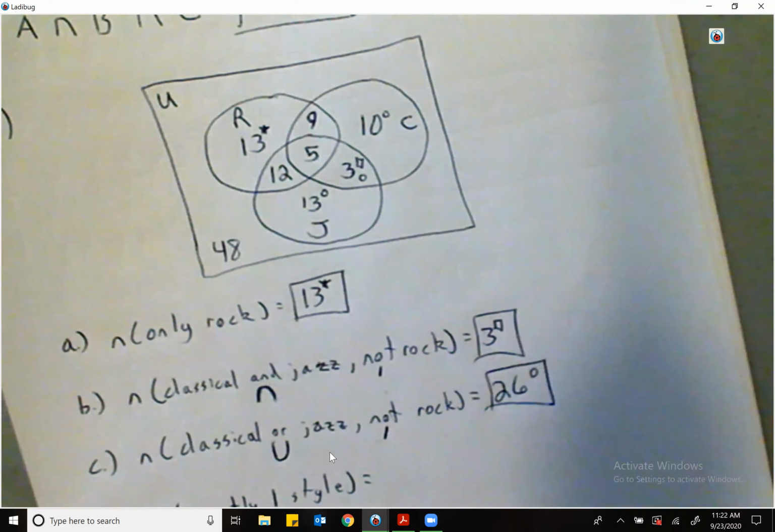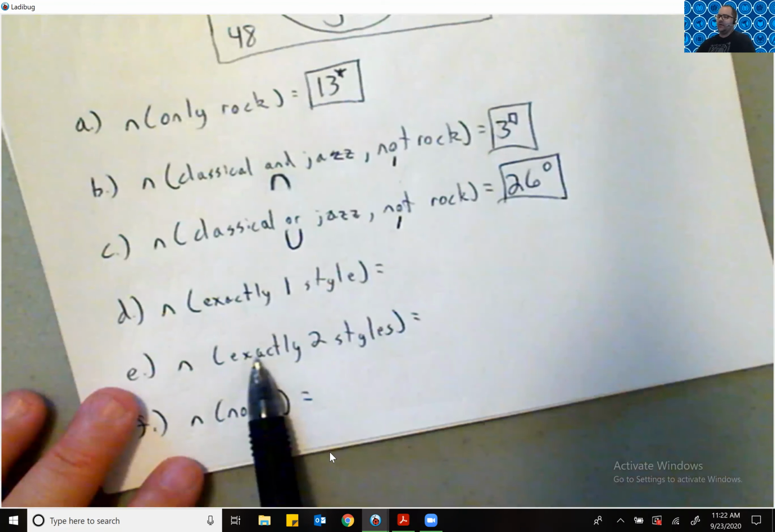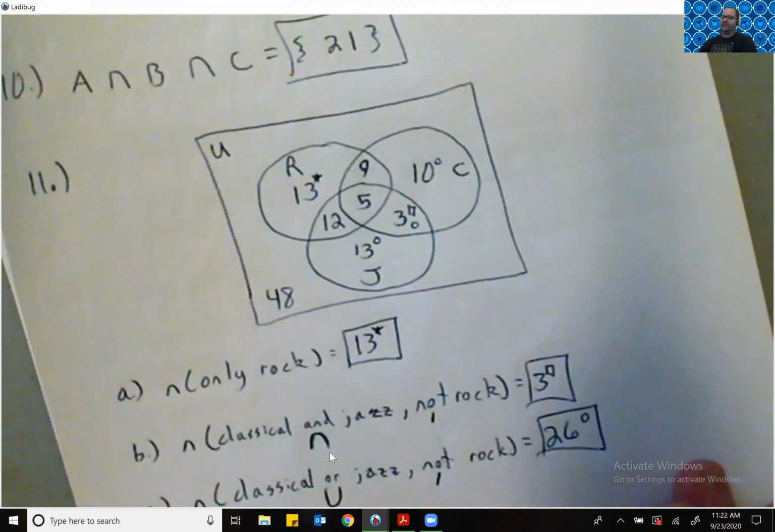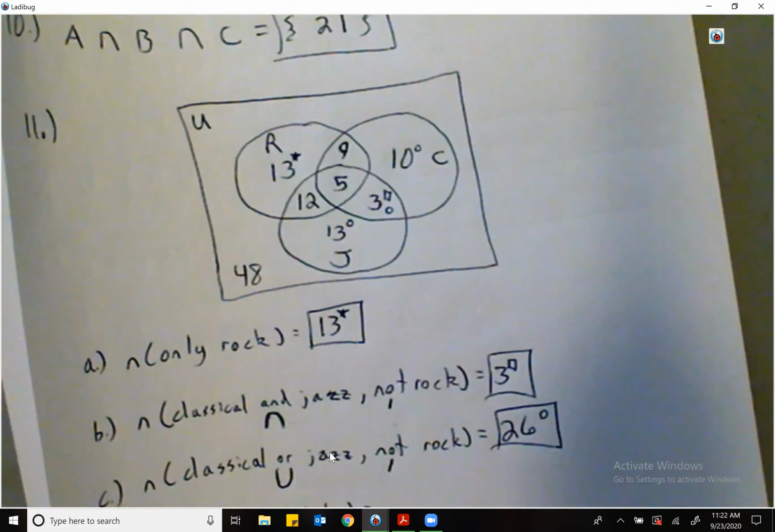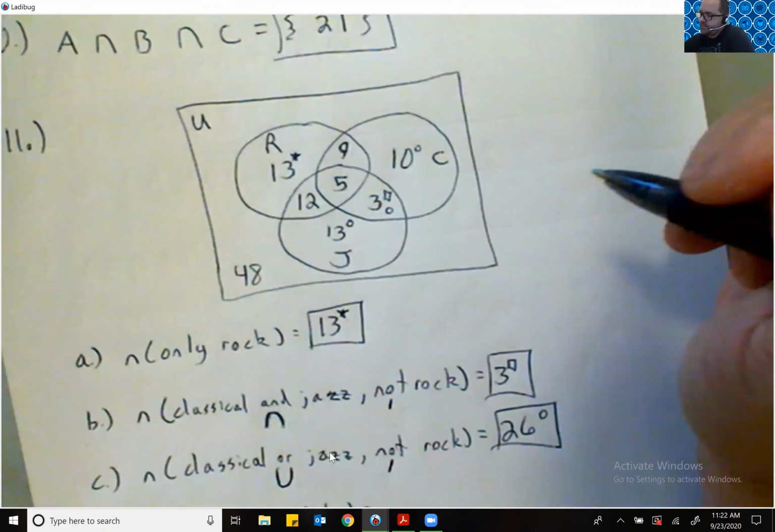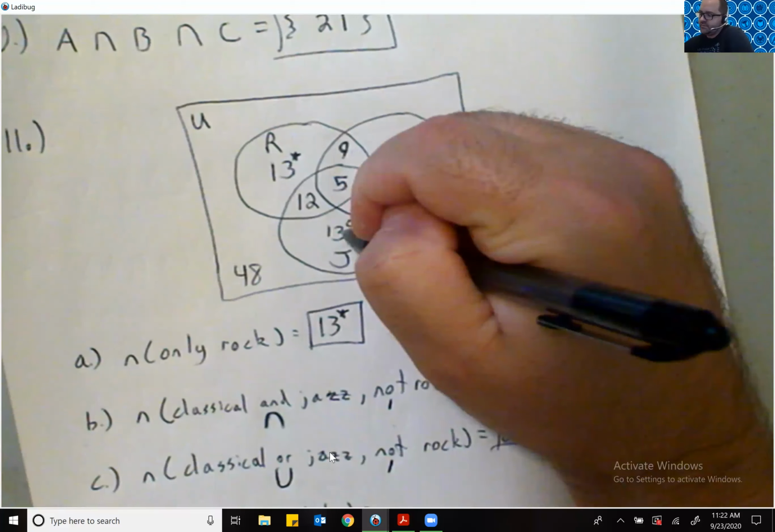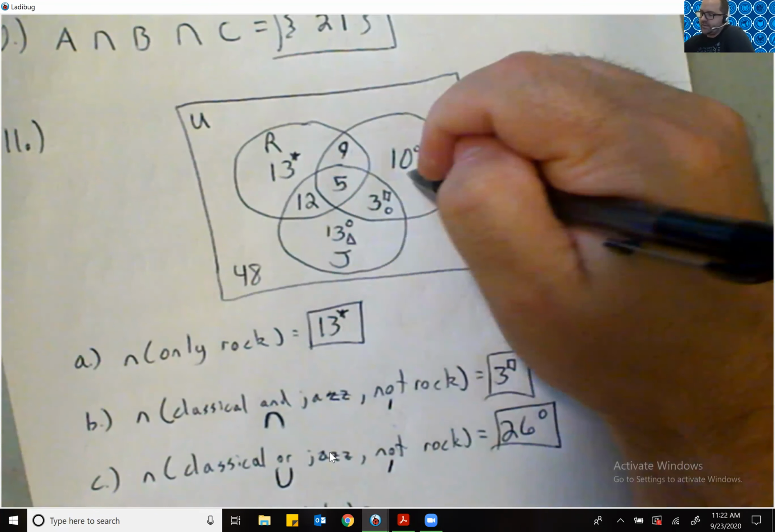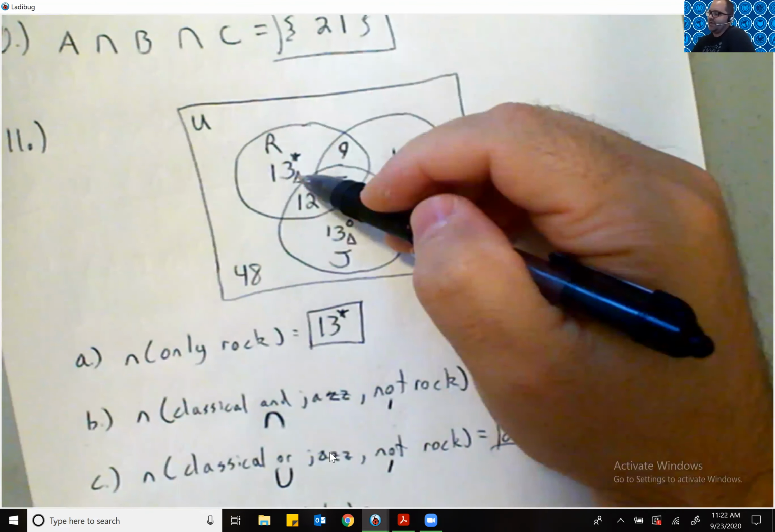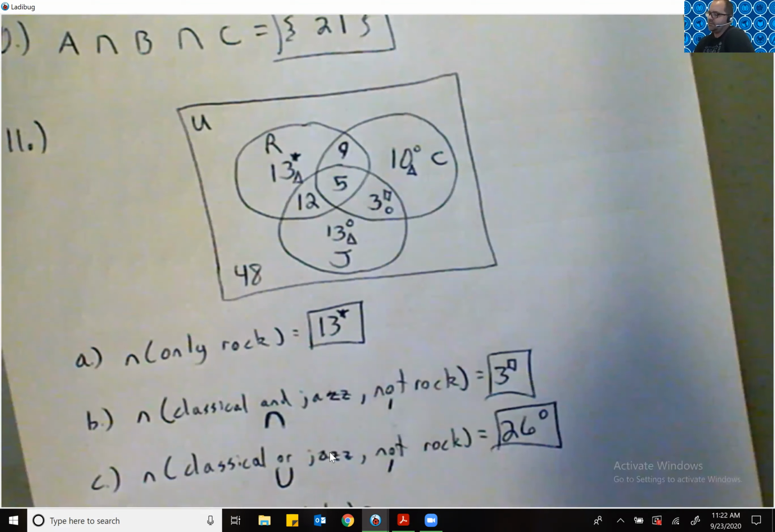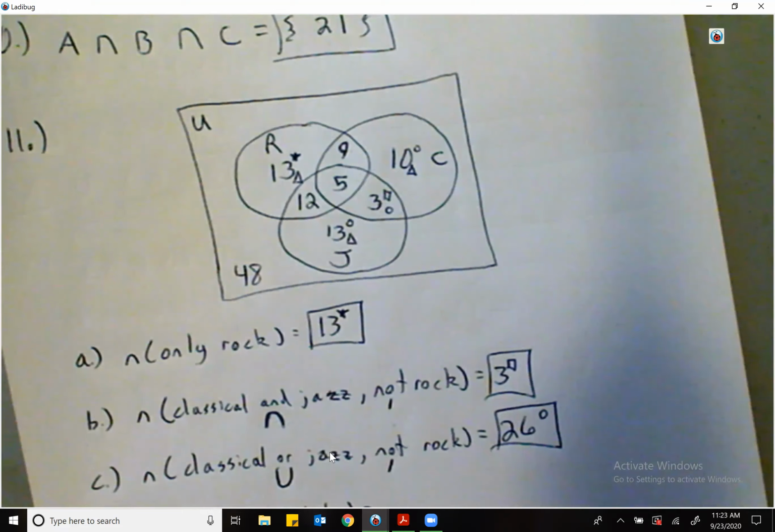Perfect. All right. The next question says, exactly one style. What numbers deal with exactly one style of music? 13, 10, and 13. Yep. That's one style. It's pure jazz. That's one style. It's purely classical. That's one style. It's purely rock. So if I take 13, 10, and 13 and add that together, what do we get? 36. You got it.